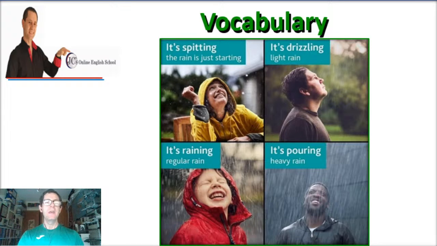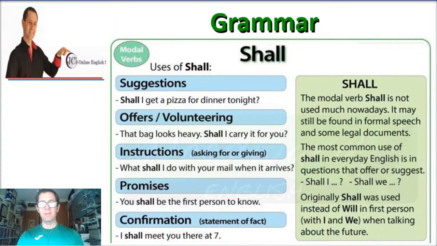So once again, it's spitting, the rain is just starting. It's drizzling, light rain. It's raining, regular rain. And it's pouring, heavy rain. So that is just a little bit of vocabulary related to rain.